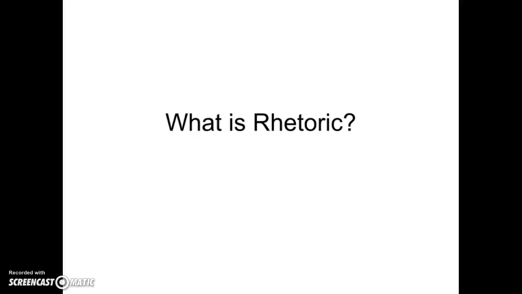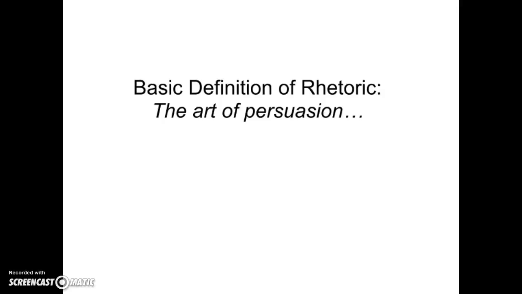If you have read the syllabus, you will notice that we use the term rhetoric quite frequently. And so we should probably wrap our heads around what this term means. If you've heard the term before, you may have an understanding of it as meaning persuasive. Right? So the basic definition would be the art of persuasion.